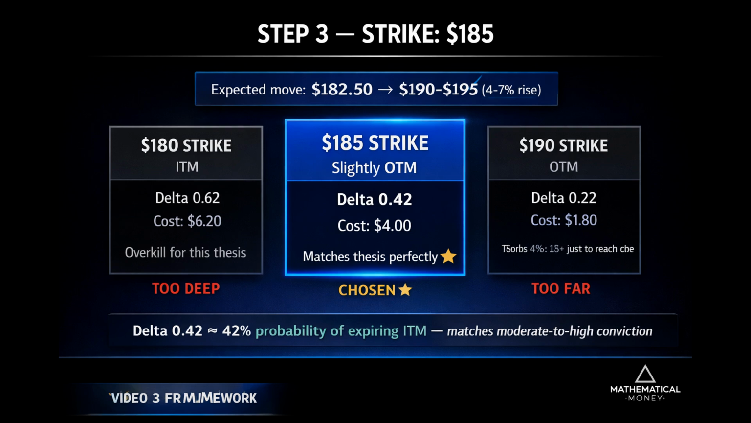The 185 strike is $7.50 above the current price, a move of 4.1%. Apple making a 4% recovery from an oversold pullback is well within the thesis. Strike selected, $185. Delta will be approximately 0.42, a 42% approximate probability of finishing in the money. That matches the conviction level of the thesis.